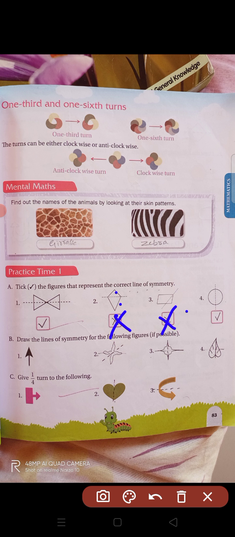And here this is also not a line of symmetry because there doesn't exist any similar patterns or similar designs whenever we draw the line of symmetry. And the fourth one, yes, this is absolutely true because whenever we draw the line of symmetry, we will get two equal halves. Next, draw the lines of symmetry for the following figures. So first they have given the arrow mark showing upwards. Okay, in this arrow mark we have to draw the line of symmetry like this.